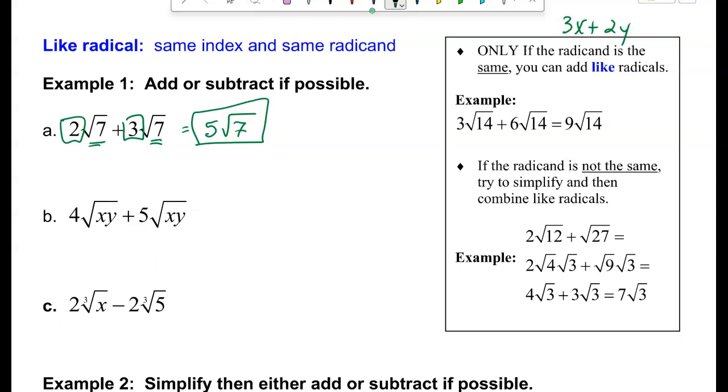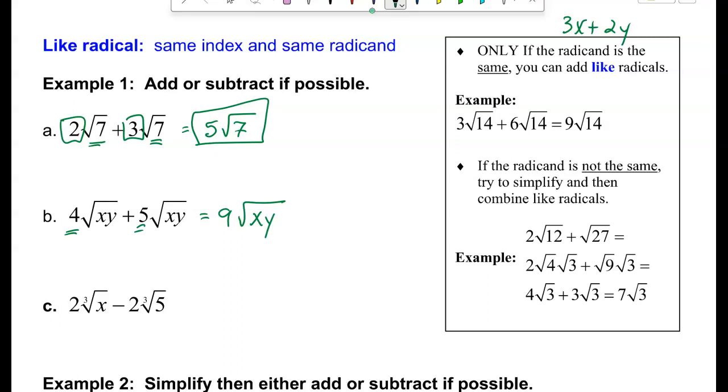Now, looking at the next one, I get 4 times the square root of xy plus 5 times the square root of xy. So you ask yourself the question, can I simplify my radical at all? No. So then you're like, are they alike radicals? So that means I can add, or if there was a subtraction symbol, you subtract just like normal, the two values, and you get 9 times the square root of xy. Okay, now let's look at the next one.